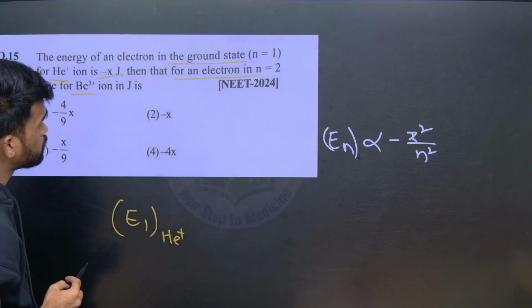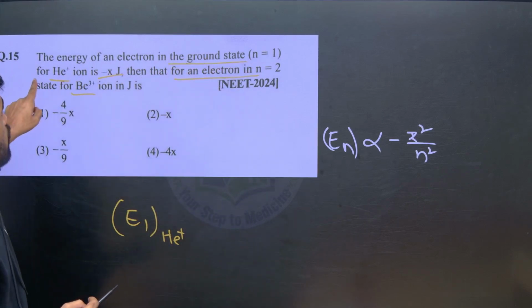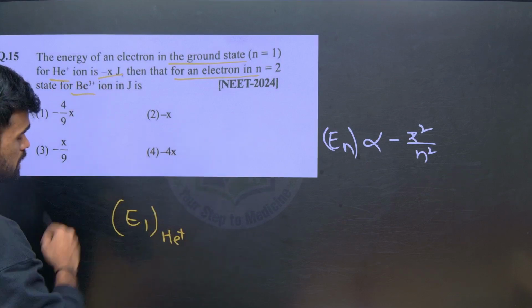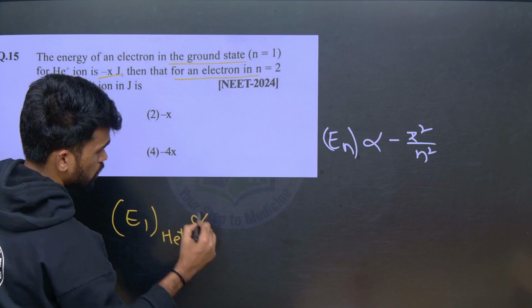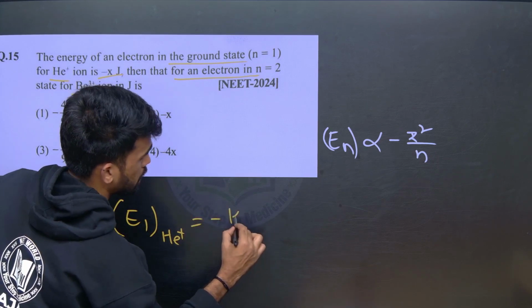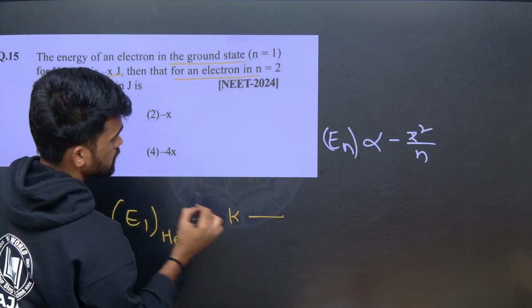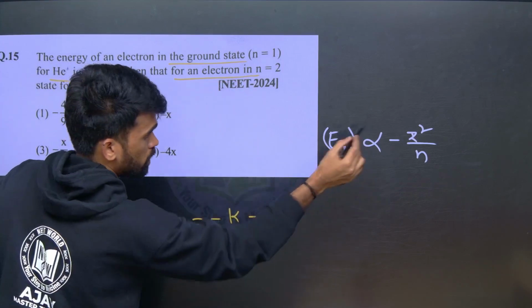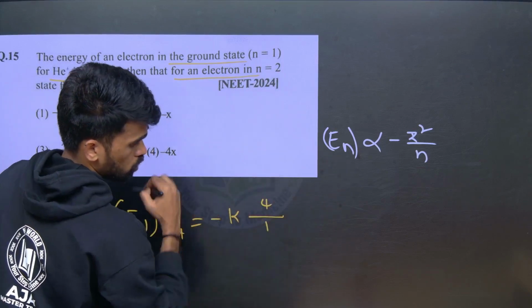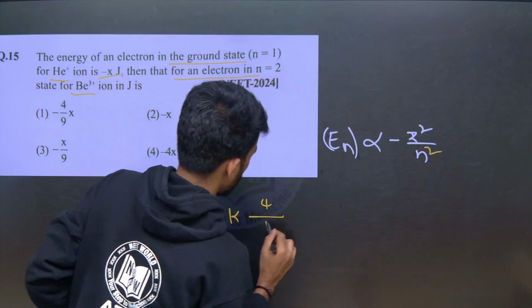Okay, so now energy of an electron in the ground state of helium plus is minus x joules. If that is the case, I am removing this proportionality and writing it as minus k. And what is this Z for helium plus? Atomic number is 2, square 4 we can take, and n value is how much? Here it is 1. So n square, here 1, right?